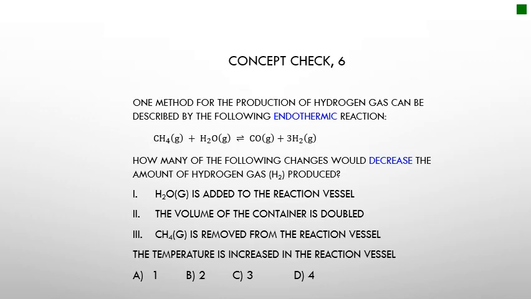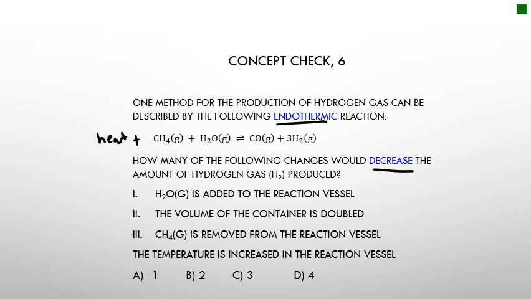Okay, so we're going to do a quick practice problem for Le Chatelier's principle. This question says, one method for the production of hydrogen gas can be described by the following endothermic reaction. So we can place heat on the reactant side. So I'd have CH4 gas plus H2O gas forms CO gas and 3H2 gas. How many of the following changes would decrease the amount of hydrogen gas that's being produced?